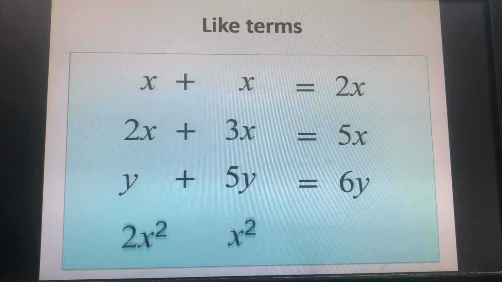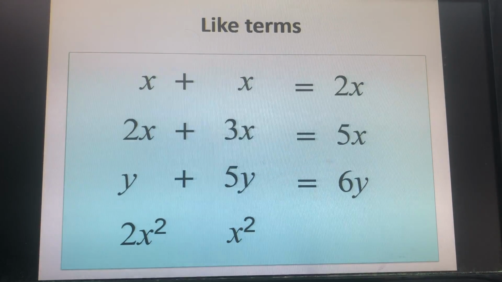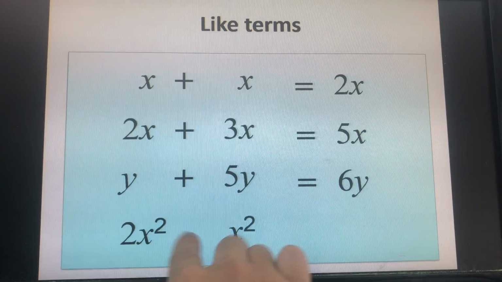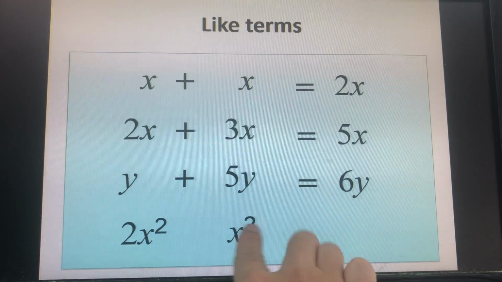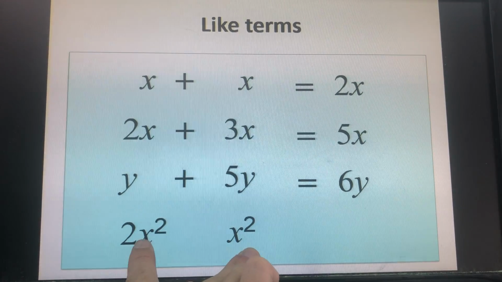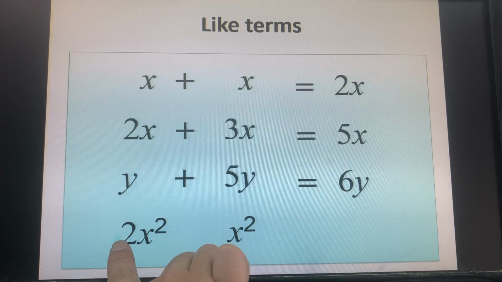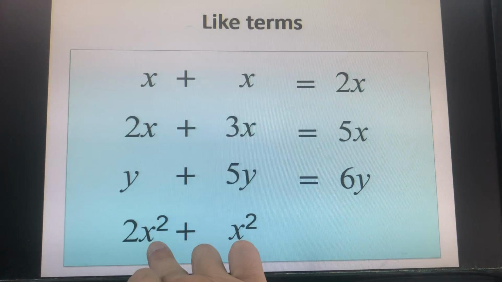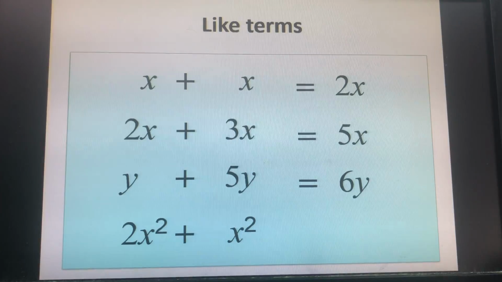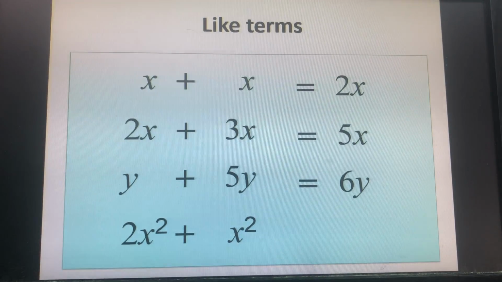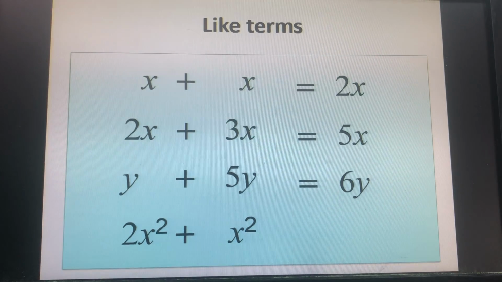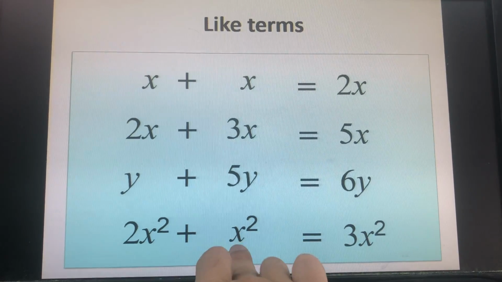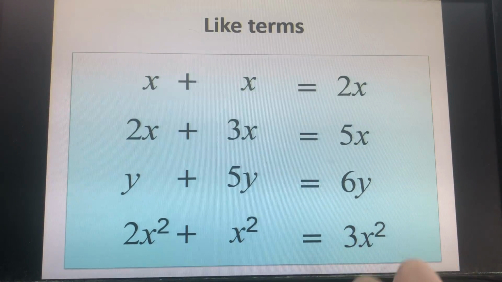So what about these two? Do you think that they are like terms? Look at the variable. The variable here is x squared, and the variable is also x squared. So as long as the variables are the same, they are like terms. We have 2 apples plus 1 apple. How many apples do we have altogether? Yes, it becomes 3. So it becomes 3x squared. 2x squared plus 1x squared, altogether we have 3x squared.